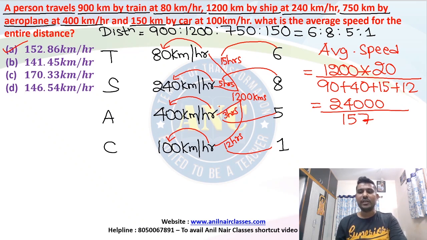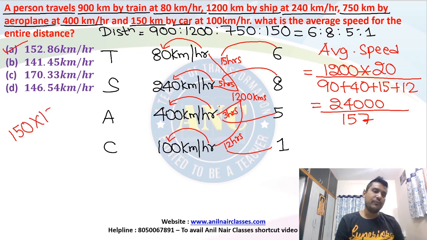But 157, or you can just calculate like this: 150 into 150, it is 22,500. What I'm trying to say, let me say it here, how to calculate 150 into 150. 15 into 15 is how much? 225 followed by 2 zeros. Now this is 157, that means you should increase it to 157.